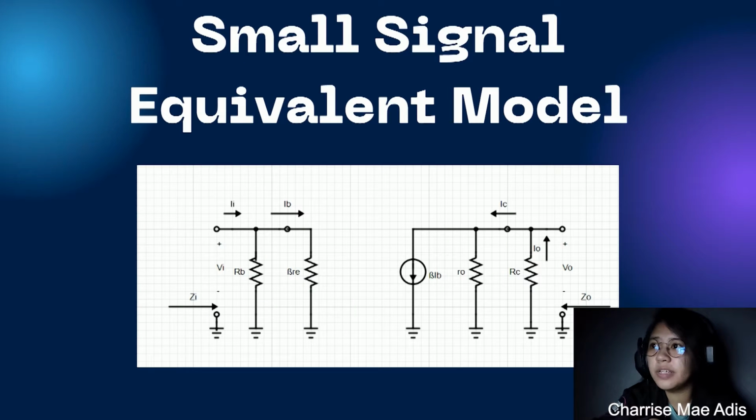Flashed on the screen is the small signal equivalent model. The BJT collector, base, and emitter terminals for AC are equivalent to this. Visible on the left side, there's a resistance equivalent to beta RE. Then on the output side, equivalent to it is a current source pointing downwards with the value of beta IB, which is parallel to the output resistance RO. The aforementioned components are the scope of our BJT. Along with this, RB and RC are retained due to it being a fixed bias configuration.